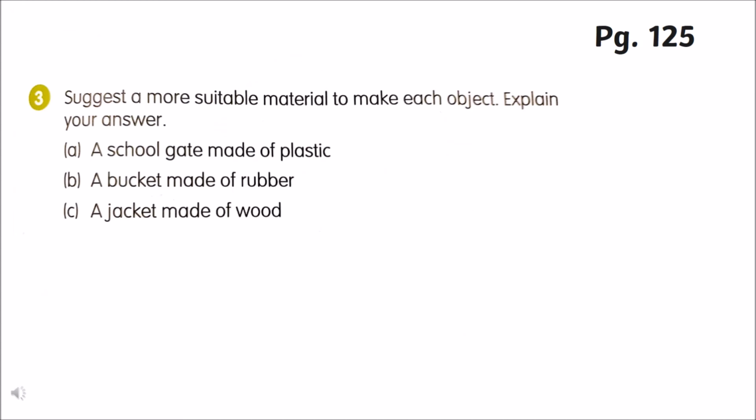Here's the last exercise in the Pupils book before we move on to the activity book. So number 3, suggest a more suitable material to make each object. Explain your answer. Again, a two-part question. Tell me the material because. A school gate made of plastic. What could be better than that?